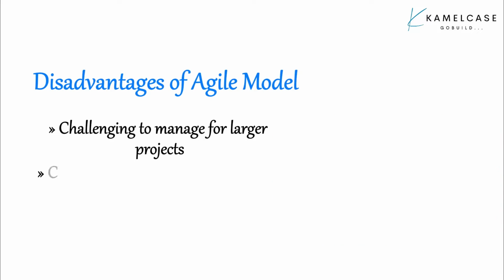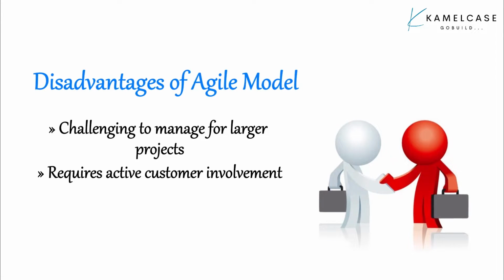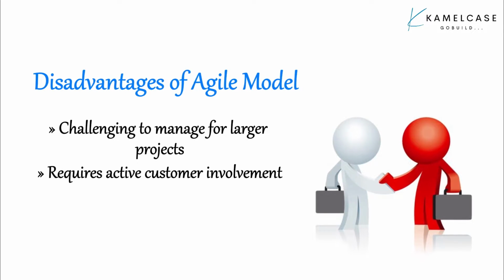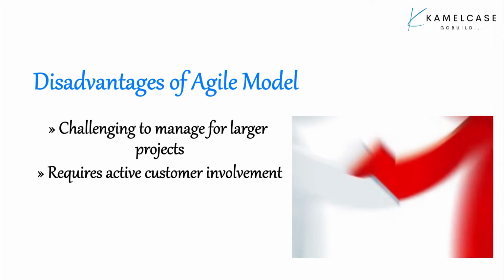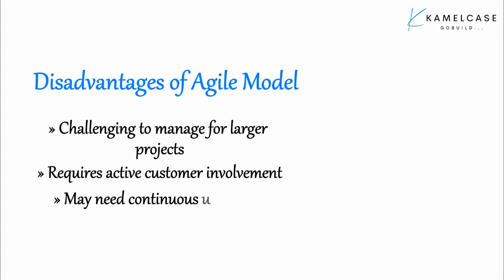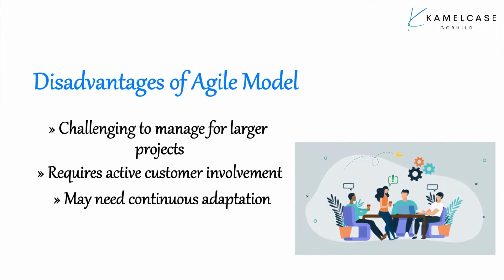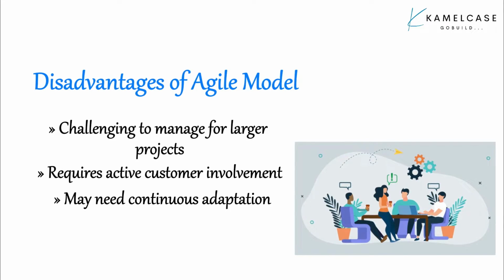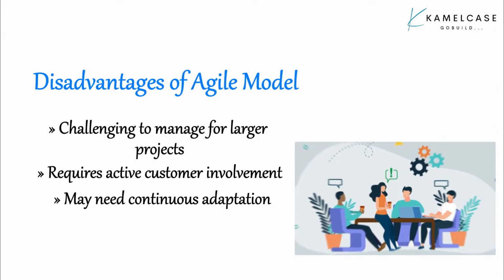Here we go with requires active customer involvement. Lack of active involvement can hinder decision-making, slow progress, and cause misunderstandings, affecting project success. Eventually, we may need continuous adaptation. Agile's flexibility necessitates ongoing adjustments for changing requirements and circumstances, potentially causing disruptions and increased effort in managing changes effectively.